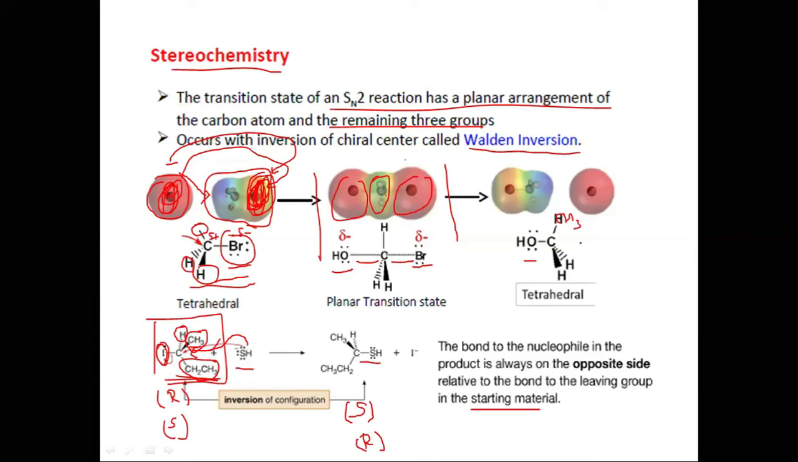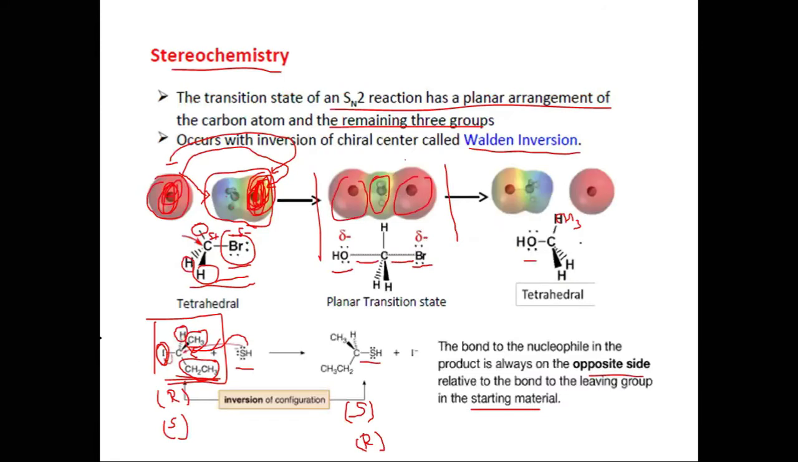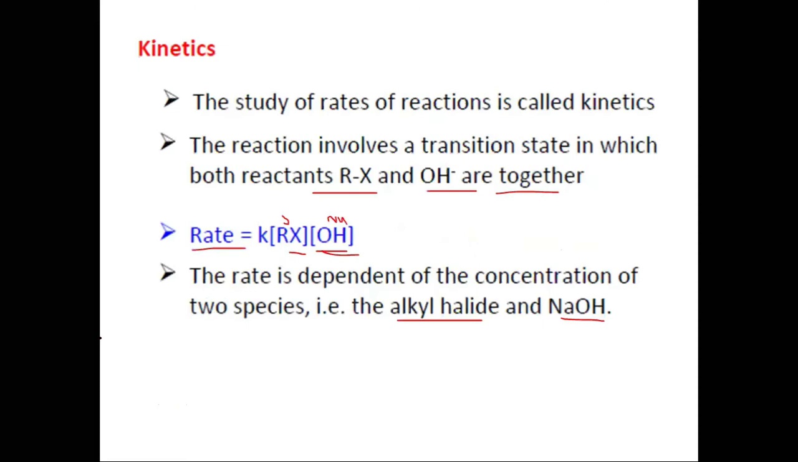Suppose you are taking an optically active alkyl halide as a substrate and you are trying to perform an SN2 reaction, then you can expect inversion of configuration because the nucleophile prefers to attack from the opposite side to the bond breakage between the carbon and the halide. Now it's clear with SN2? Yes, sir.